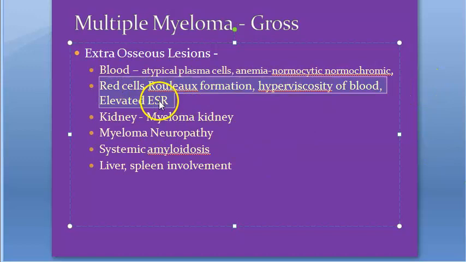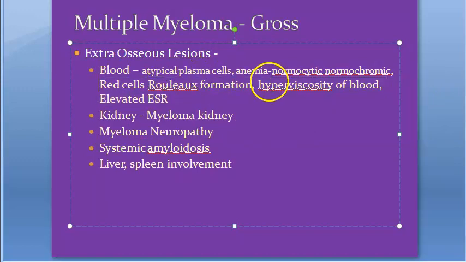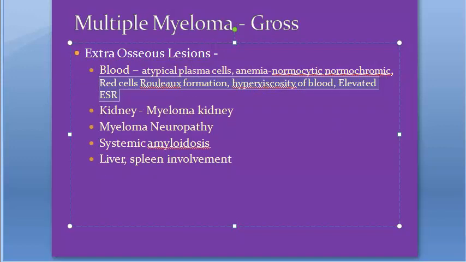So there will be elevated ESR also. That's pretty understood. If you didn't understand, then I'm not sure. See, blood is more thick. So elevated ESR, the RBCs are clumping together, rouleaux formation. Now let's move on to the kidney, guys.